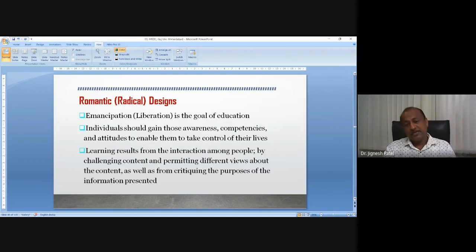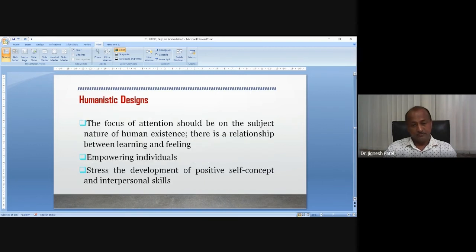In the same way, we can also talk about the romantic design. Individuals should gain the awareness, competencies, and attitudes to enable them to take control of their lives. Learning results from the interaction among people, by changing the content, permitting different views about the content, and critiquing the purpose of the information presented.